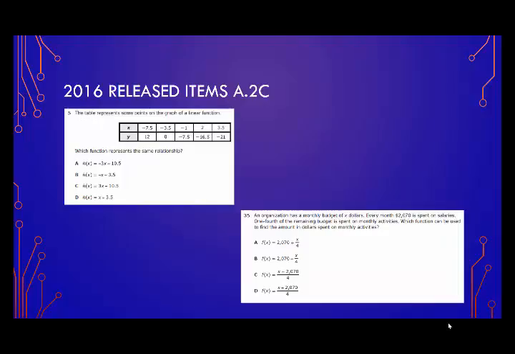A.2c is a supporting standard, is a readiness standard, and it has 2 items that were tested this past year. Question number 5, coded with A.1b, 1d, 1f, with the correct answer being A, and 74% of our students were able to answer that correctly. So that's a pretty good job.